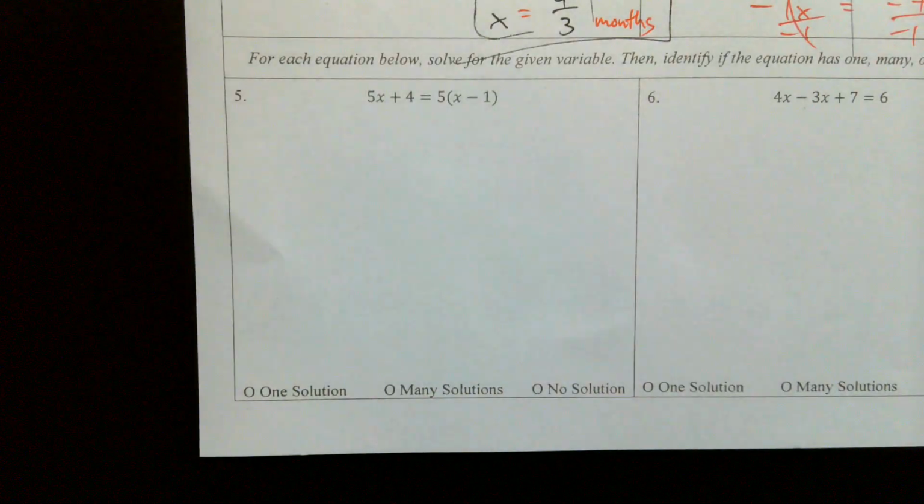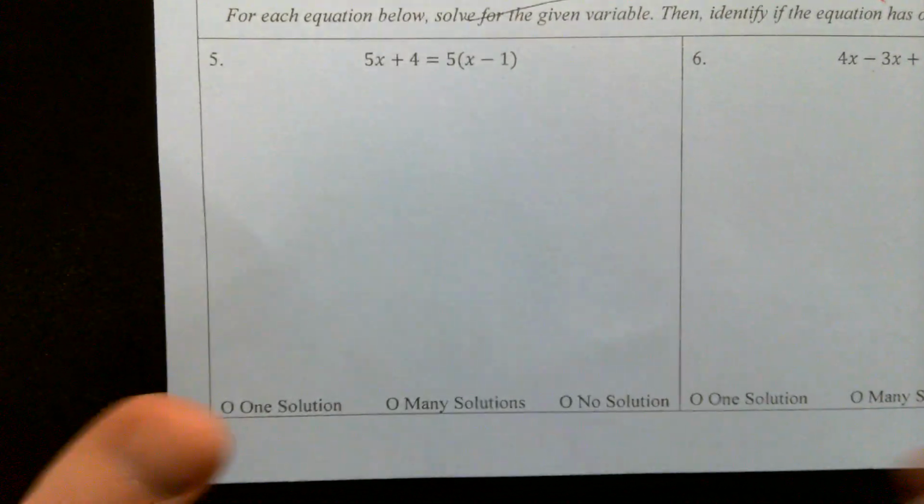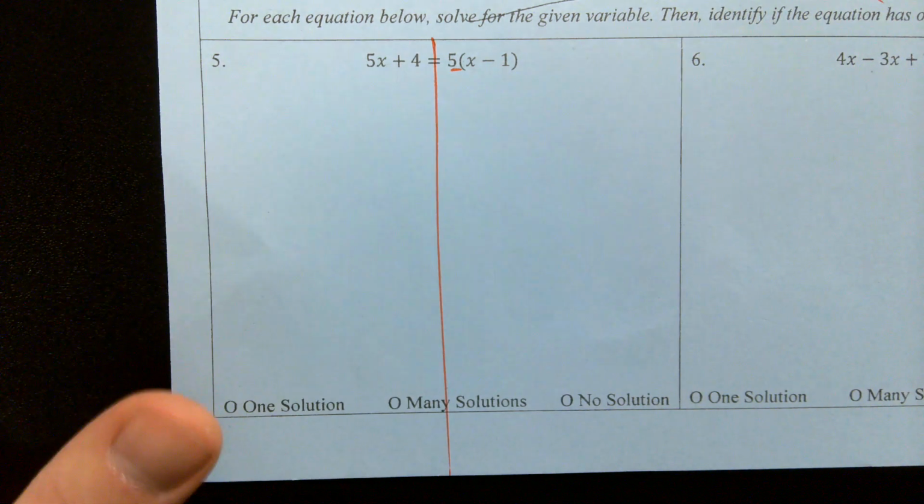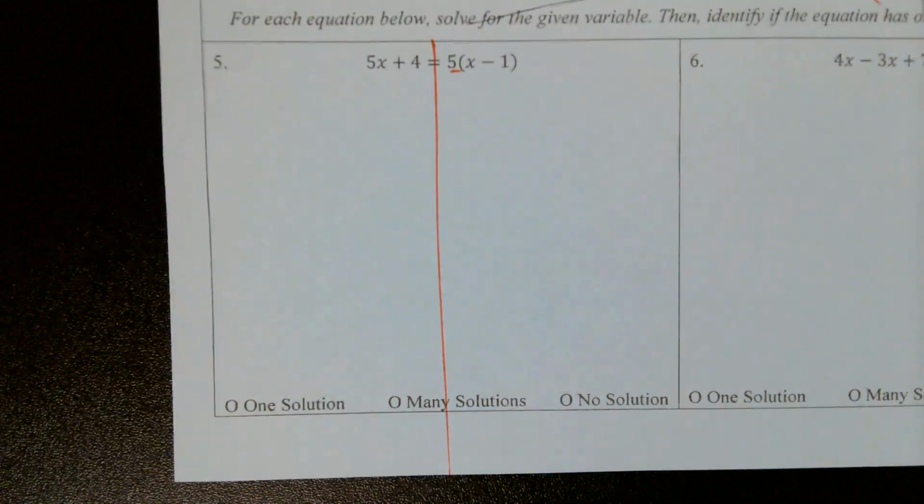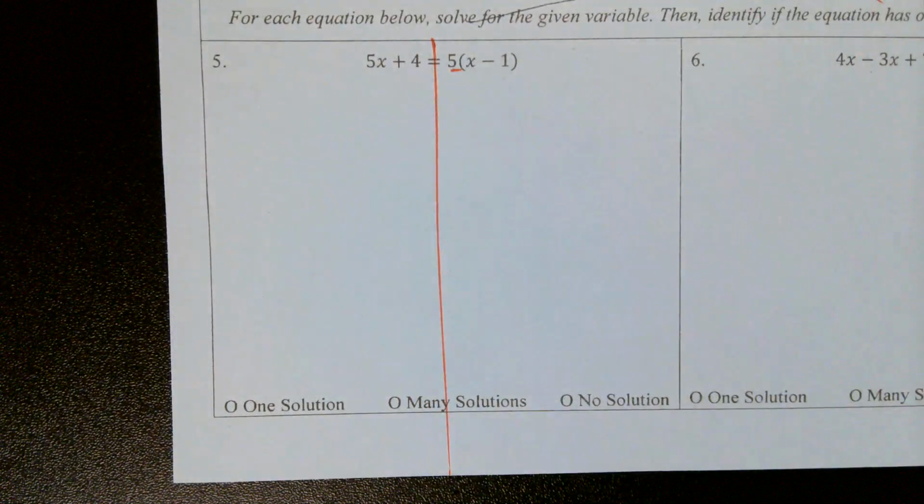All right. So with number 5, step 1 says I want to distribute. I'm going to do that with this 5. Yeah, Ross? Sure. Okay, I'm going to distribute my 5 to my x and my negative 1.